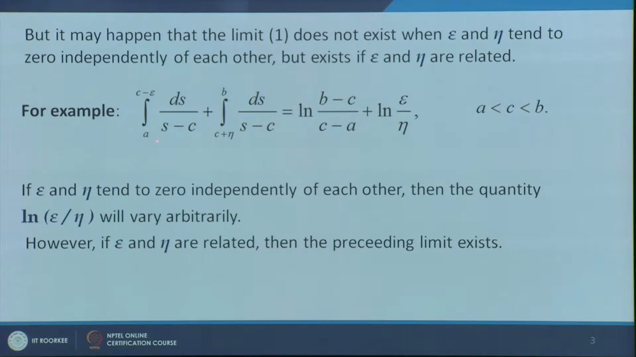So if you want to integrate the function 1 over s minus c over the interval a to b, then we will write it as the integral a to c minus epsilon ds over s minus c plus the integral over c plus eta to b ds over s minus c, and when you integrate this, what you will get is ln (b minus c over c minus a) plus ln (epsilon over eta). If epsilon and eta tend to 0 independently of each other, then this value ln (epsilon over eta) will also vary. So if you consider epsilon and eta to be related, then the preceding limit exists.